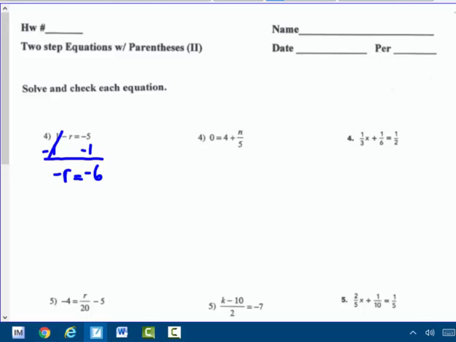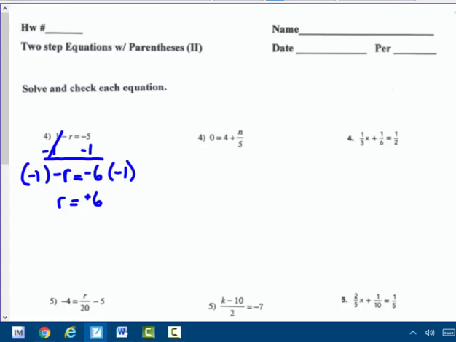Nope, cannot solve for a negative variable. So I have two options here. I can multiply both sides of the equation by -1, or I could divide both sides of the equation by -1, but don't do both, right? So I'm going to multiply both sides of the equation by -1. -1 times -r will give me r, yes, okay, and -6 times -1 will give me +6.